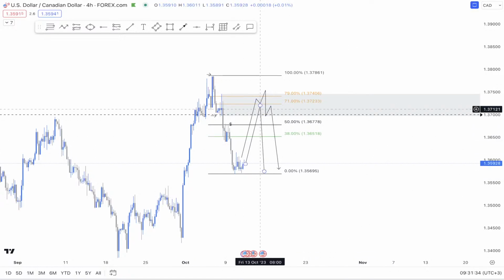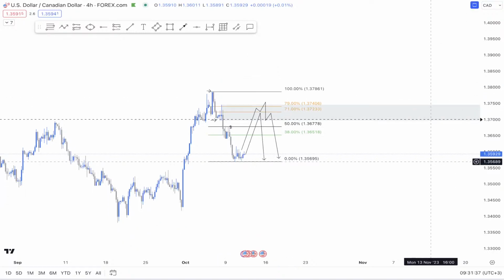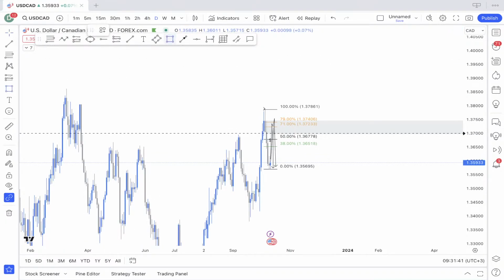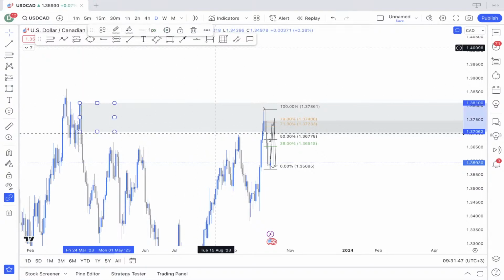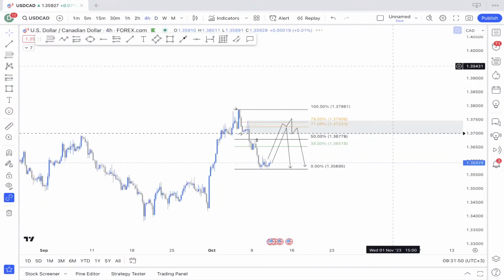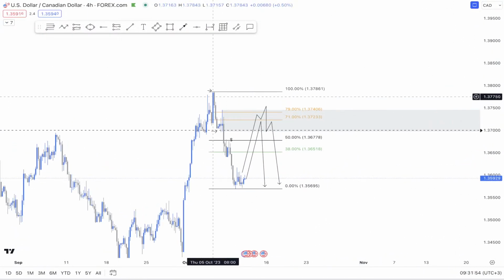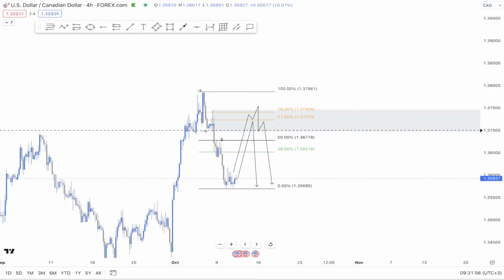This is a very beautiful setup, and let me tell you why. On this one, if we go on the daily, check this out. We are rejecting from a daily unmitigated supply level. So this is a very good higher time frame confluence. And on the 4-hour, check this out. We have a very nice change of momentum here, a liquidity sweep followed by an aggressive break of structure to the downside. Again, imbalance has been left behind.